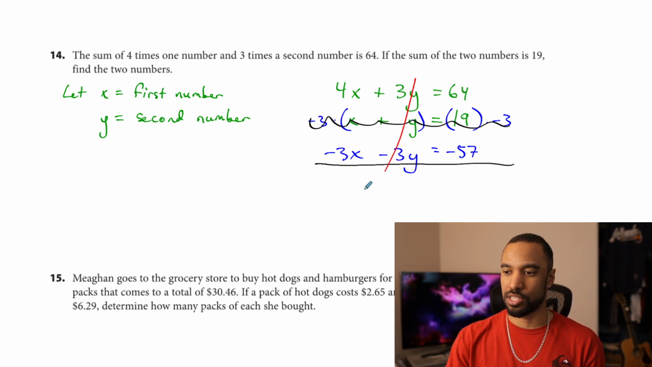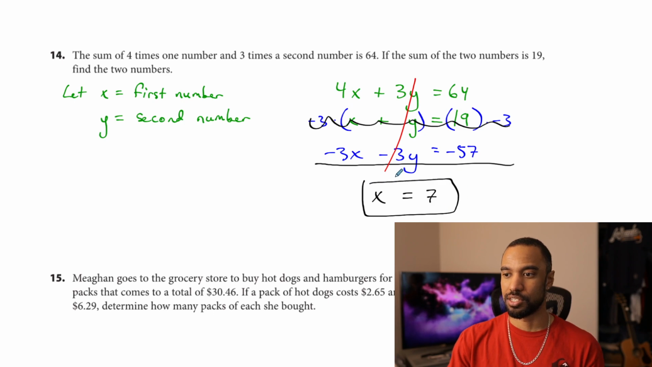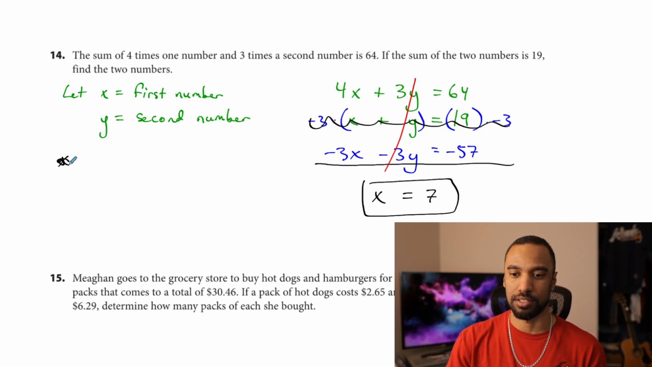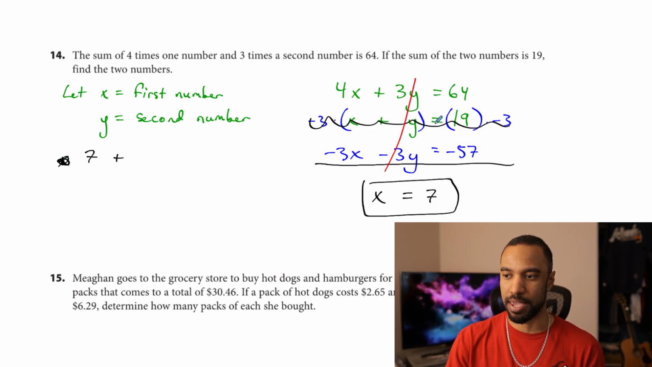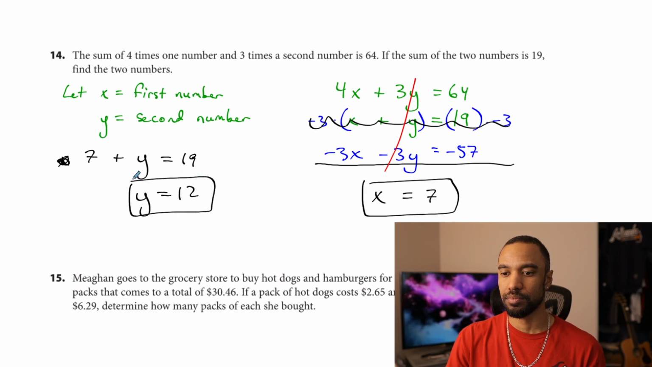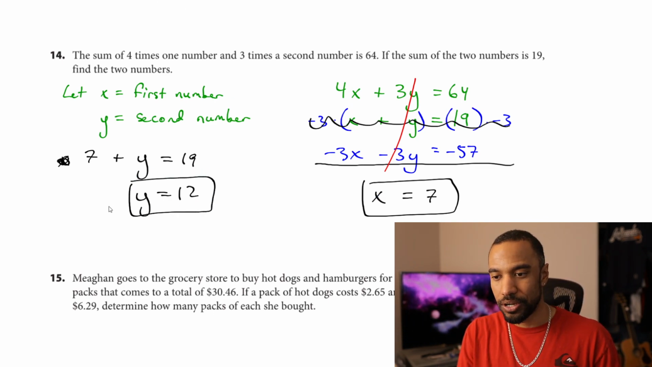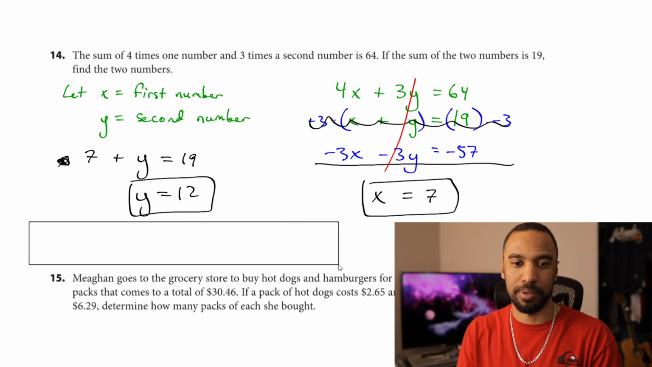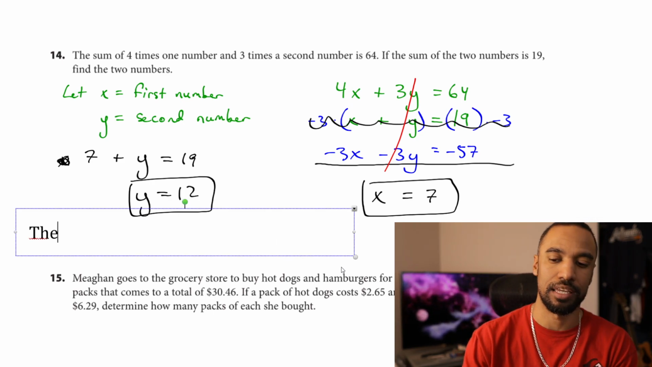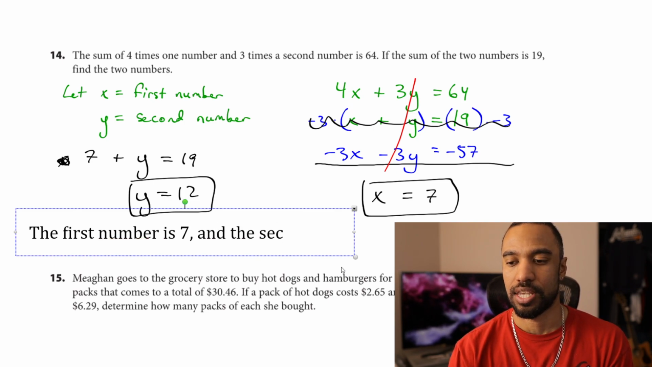All right, so in the end we get x equals 7. So the first number is 7. The second number: they add together to make 19, so 7 plus y equals 19, and y equals 12. So you still got to answer it, though. Find the two numbers. I guess you could say the numbers are 7 and 12, but because of the way we defined it, the first number is 7 and the second number is 12.